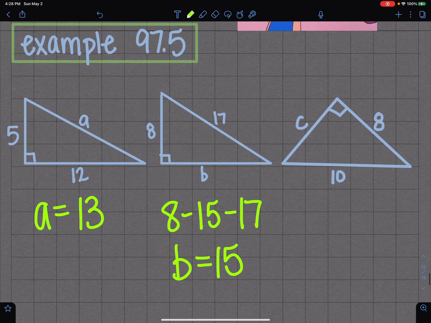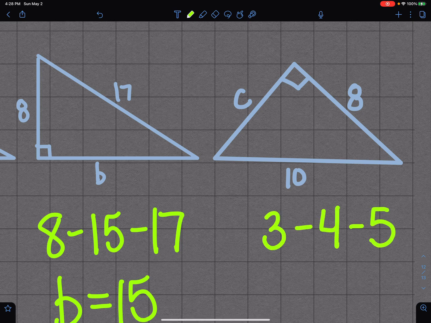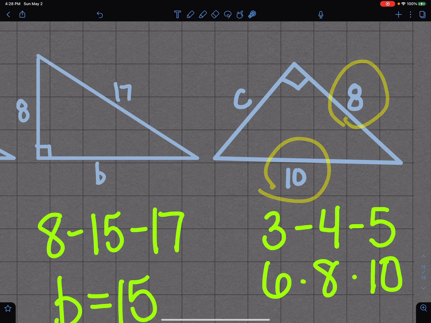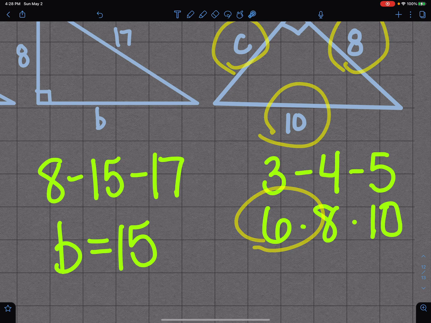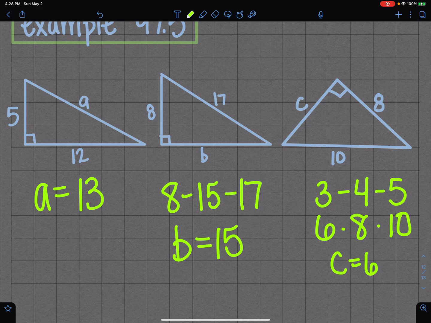Okay, now let's look at this last one. This last one, an 8 and a 10. Now that's not one of the ones that they wanted us to memorize, but you did memorize the 3, 4, 5. And so is this a multiple of that? Right? So if you double 3, 4, 5, you get 6, 8, 10. So now I've got the 8 and the 10, and I know that C must be 6. So C is equal to 6. And of course, if you don't remember the ones that you were supposed to have memorized, you can just do a squared plus b squared equals c squared.